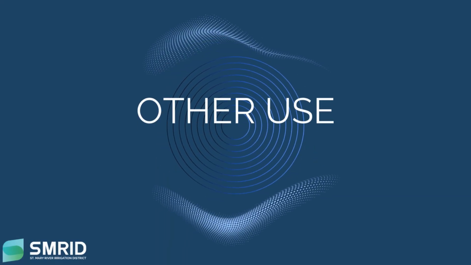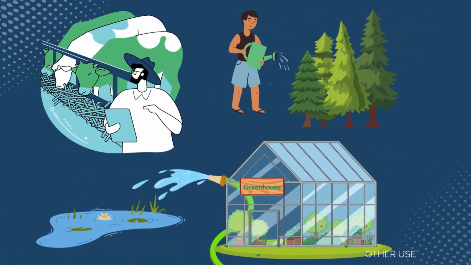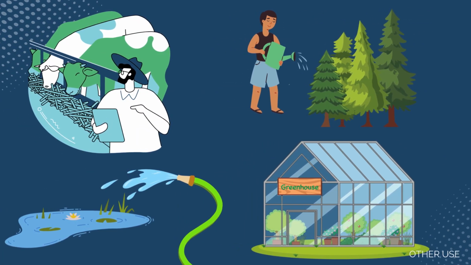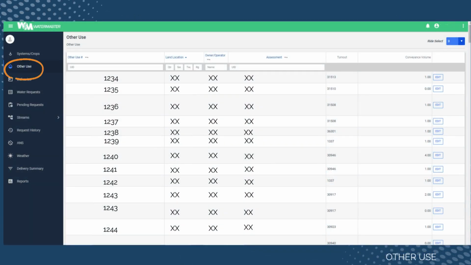Users who fall under the Other Use category are users which consume SMRID water for non-irrigation purposes. This could be for livestock operations, pond fills, domestic water use, and more. We must track and record this water consumption by using the Other Use feature in WaterMaster.